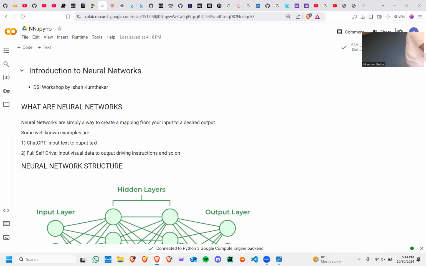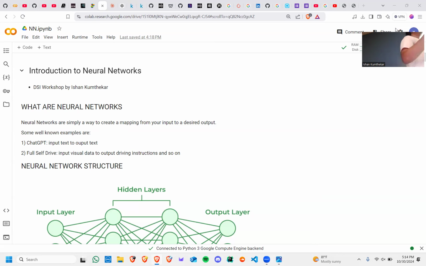Essentially, what neural networks do is that they are a simple way to create a mapping from your input to a desired output. What this essentially means is that if you have some input data, for example visual data, what your brain essentially does is it creates a mapping from visual data to, for example, things like faces. Your brain takes in visual data and I can identify her face or his face based on the visual information that I get. So my brain is essentially creating a mapping, and what neural networks do is they try to simulate a similar kind of mapping.